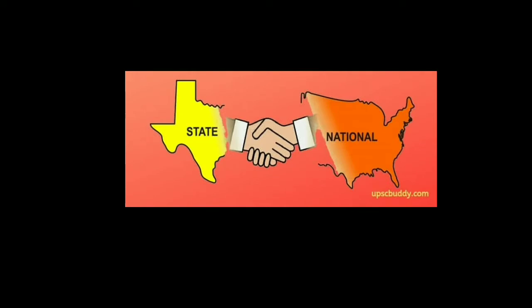Federalism is a system of government in which power is shared between the state and the central government. It is called federalism. When powers are shared among the state and the center, it is called federalism. Okay, moving on.